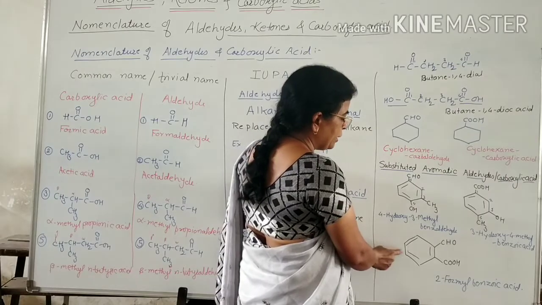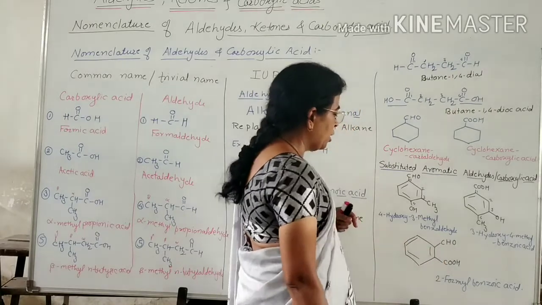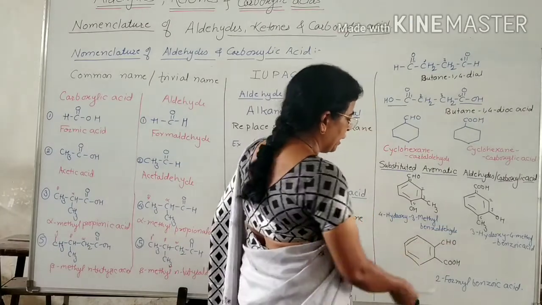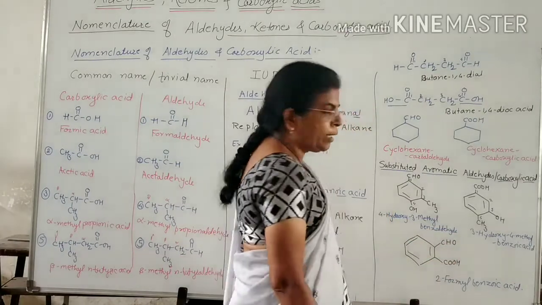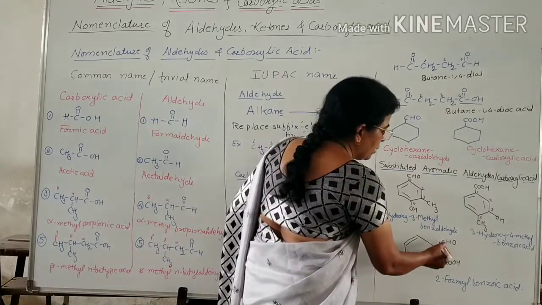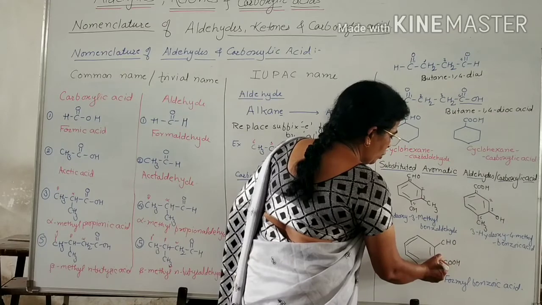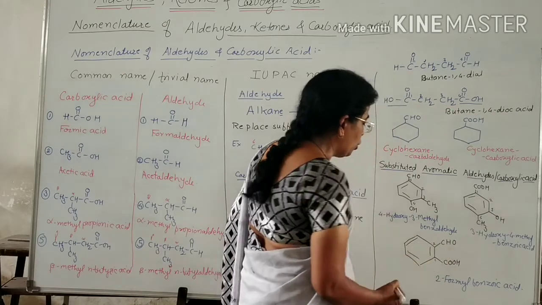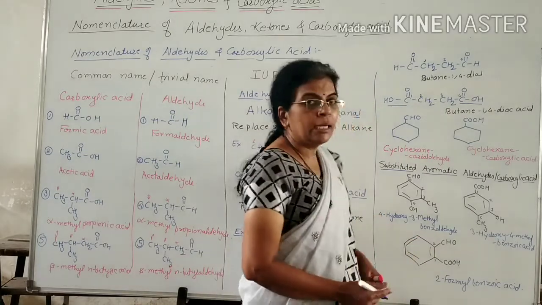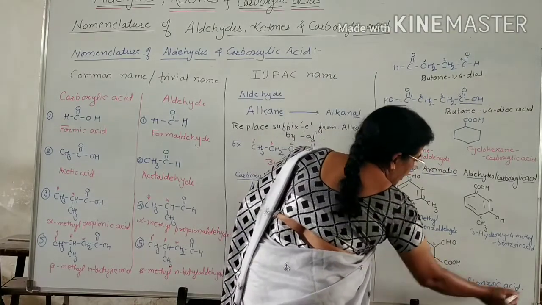Now third example. In this example both aldehyde and carboxylic groups are present, CHO and COOH. If we remove this CHO group, then it becomes benzoic acid. If we remove this COOH group, then it becomes benzaldehyde. Here we write this CHO group as a substituent and give position 1 to the COOH group and position 2 to the CHO group. We know that the aldehyde group is also named as formyl group. Therefore, it becomes 2-formyl benzoic acid.